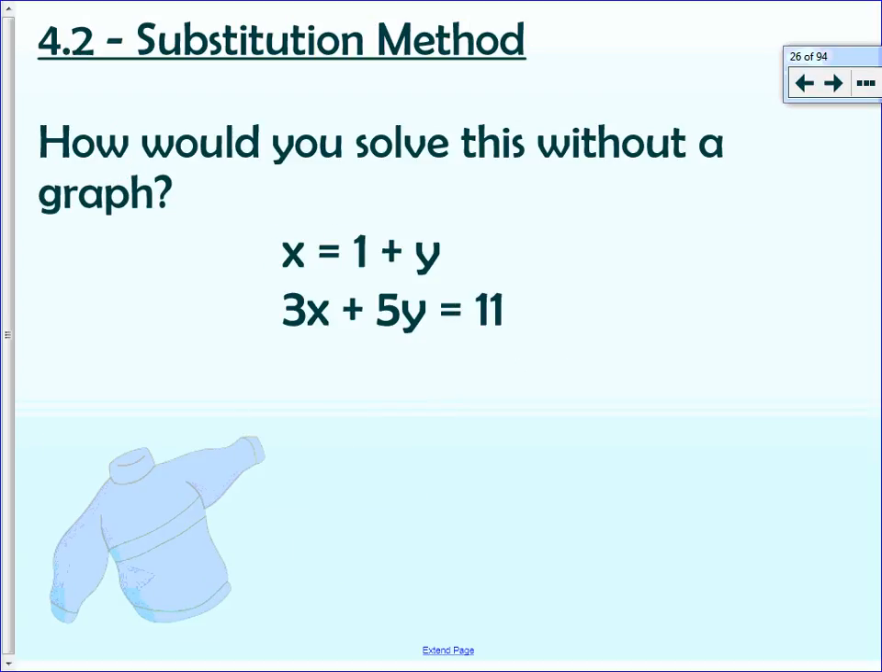So far, we have learned solving by graphing. But it's not always easy to graph. So we're going to learn a new method to solving systems of equations, and that method is called solving by substitution.